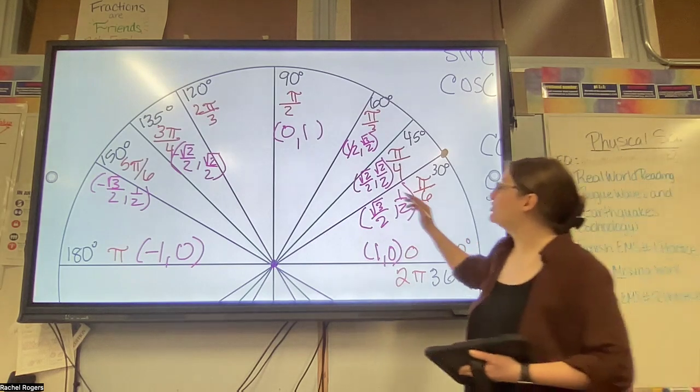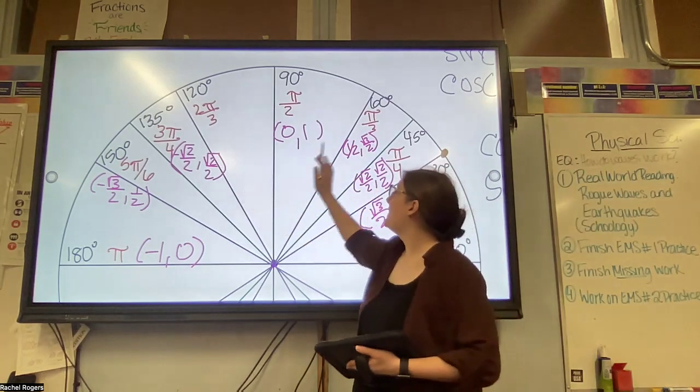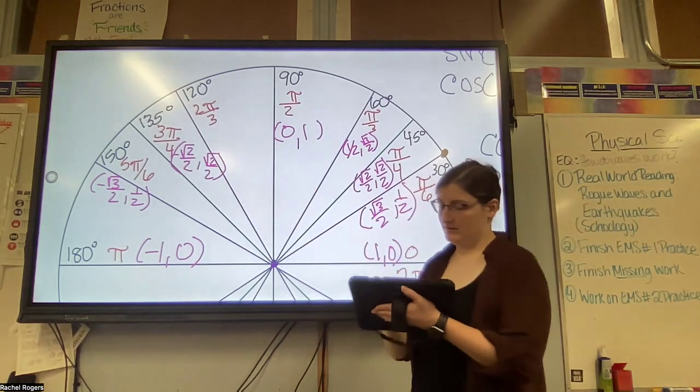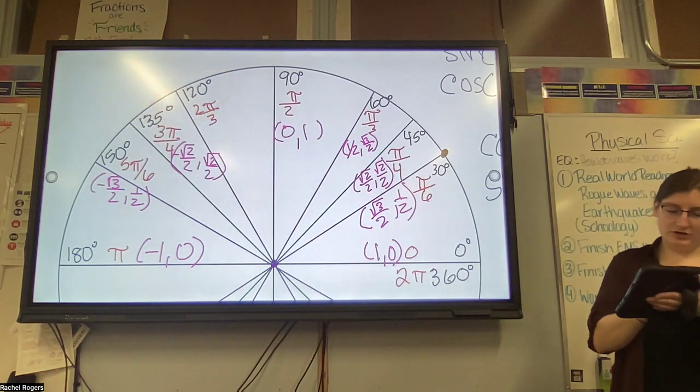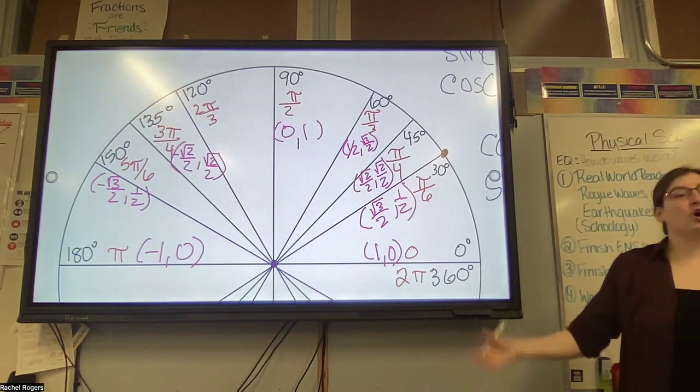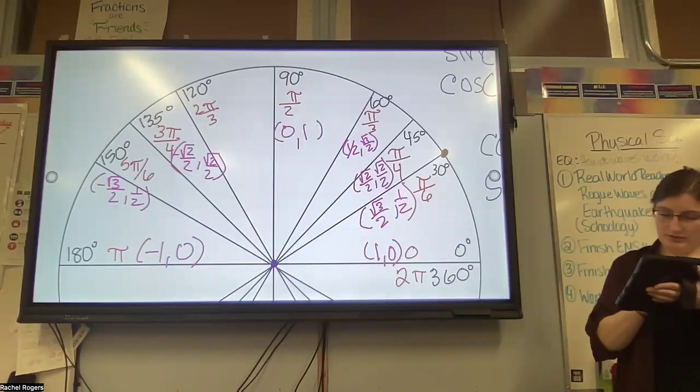Right? And then which angle over here matches 60 degrees? The 120. And then our x coordinate turns negative, also because our cosine is negative in quadrant 2. So this is going to be negative 1/2, positive root 3 over 2.